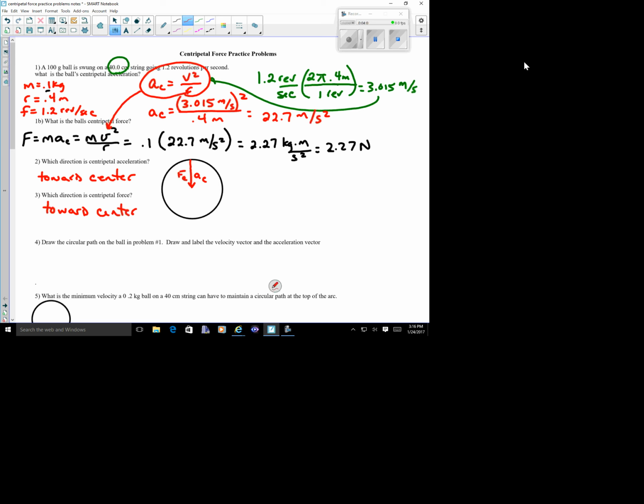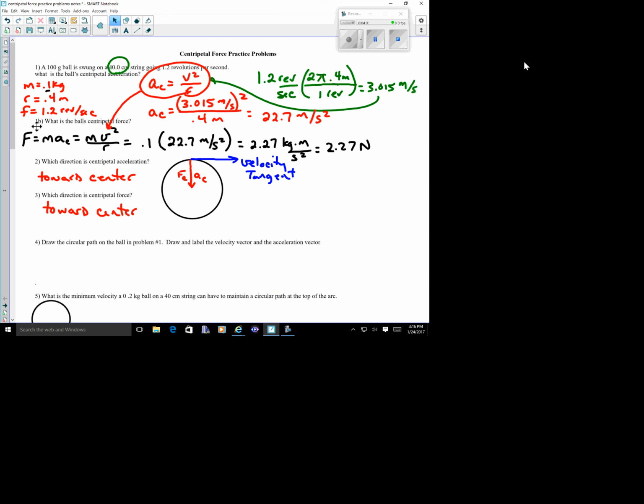On number 4, it says for you to draw a path on problem number 1, and draw and label the velocity vector. If you remember when I swung the rubber stopper around in the classroom, the rubber stopper wanted to go out tangent. So this is your velocity vector right here. That's what we call the tangent to the circle. And once again, the acceleration vector goes inward towards the middle like that.